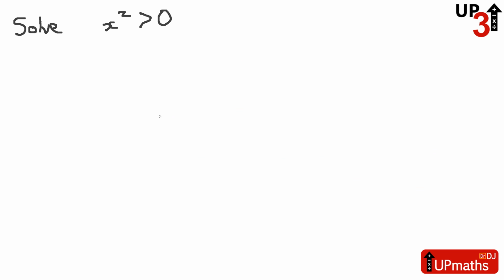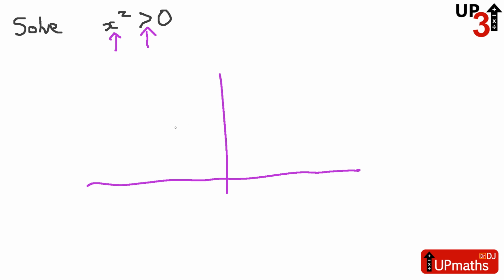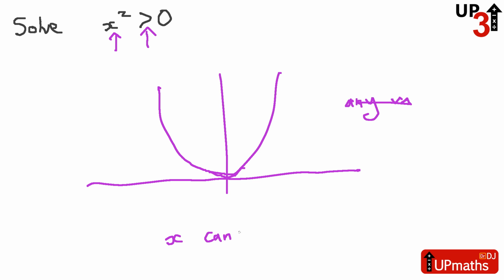Penultimate question. I like this one. Solve x squared is greater than 0. It's an inequality and it's non-linear, which means we have to draw a graph. So I'm going to draw a graph of y equals x squared. I know that's not very neat, it should be touching. Well, that's true for any value of x. So we could say x can be anything. So that would be my answer. X can be anything. I've just solved it.